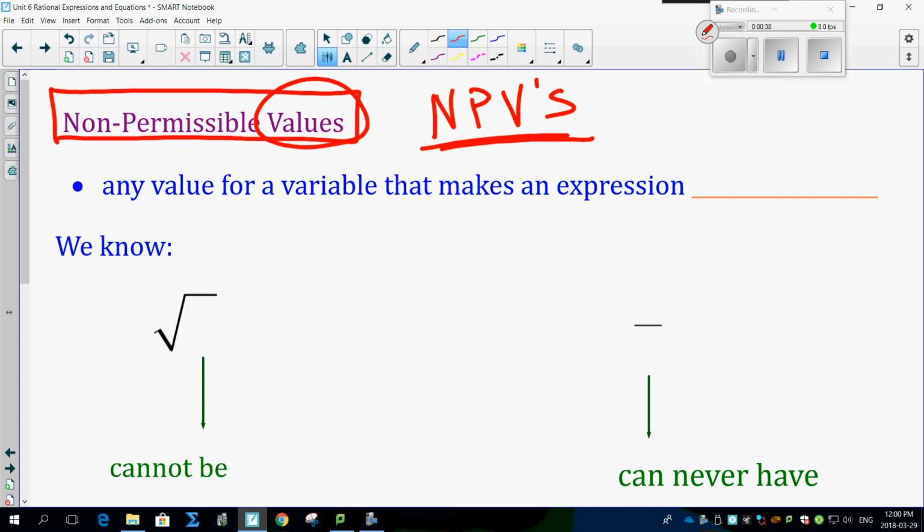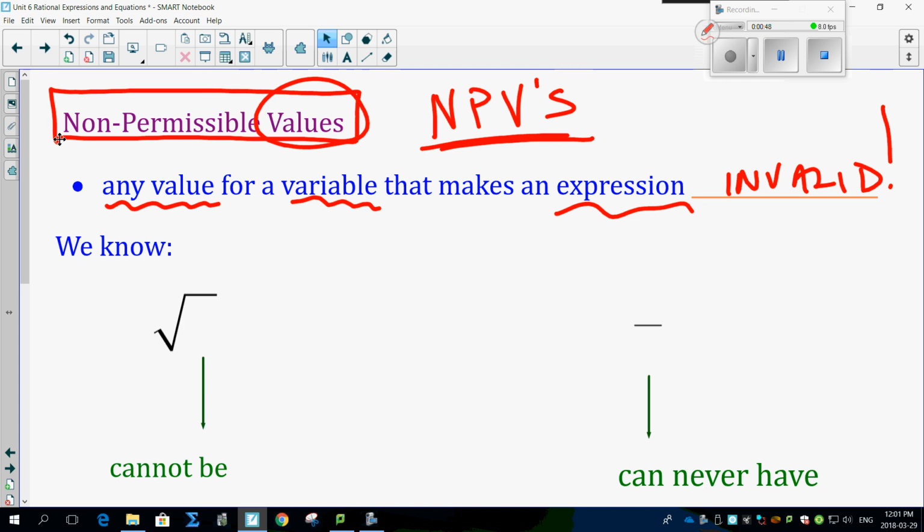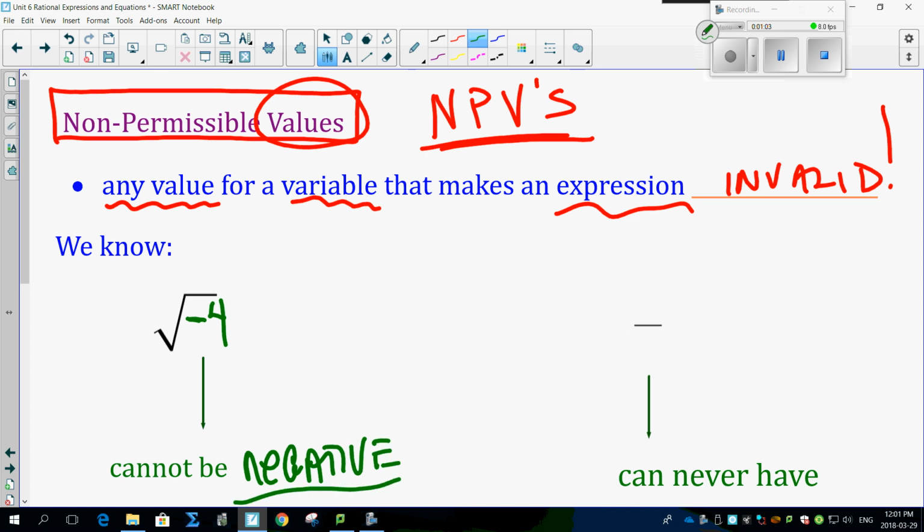We're looking for any value for a variable that makes the expression invalid. Well, what do I mean by that? Surprisingly enough, we had non-permissible values in the last unit. We called them restrictions. We know that anything that's negative under a square root will not work, so it cannot be negative. That does not work. So when we're looking for restrictions, we're actually looking for non-permissible values, NPVs. That's what we're looking for.